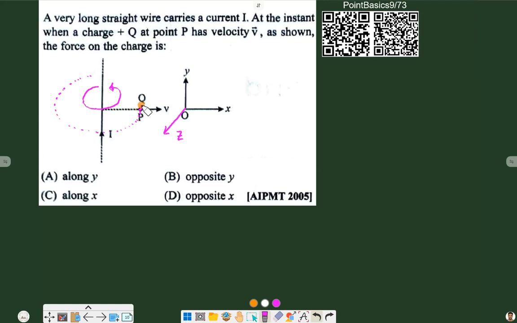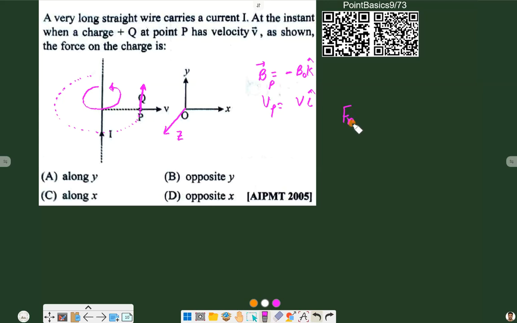Here the magnetic field will be pointing into the plane of the paper, or the magnetic field will be in the negative Z direction. So B at point P will be minus B naught k, where B naught is the value of the magnetic field, and the velocity at P is equal to V times positive i. So let's find out the direction of the force.